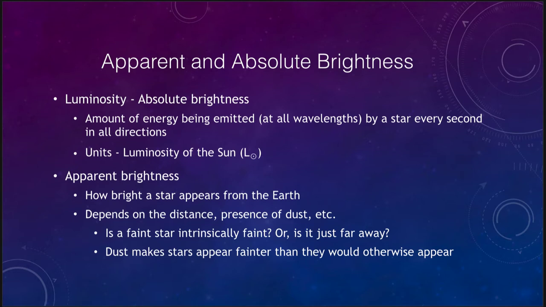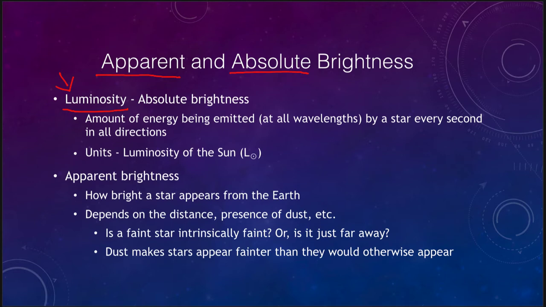Now, when we talk about the brightness of a star, there are two specific things we want to look at. One is the apparent brightness of a star, and the other is the absolute brightness. Now, these two are quite different. Let's start off with the absolute brightness, which astronomers also call the luminosity of a star. So the luminosity is the amount of energy being emitted at all wavelengths by a star every second in all directions. So it is a real measure of the amount of energy a star is emitting at all times.